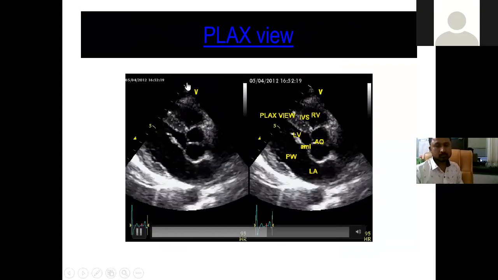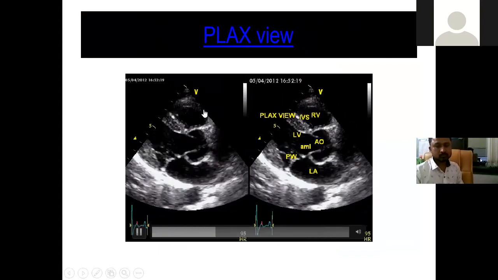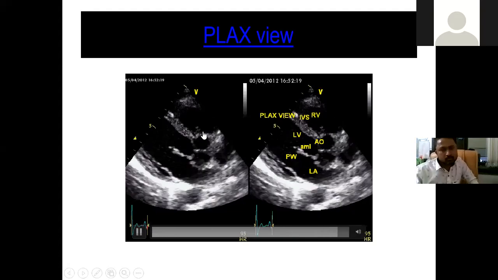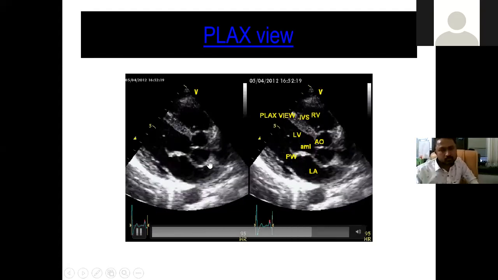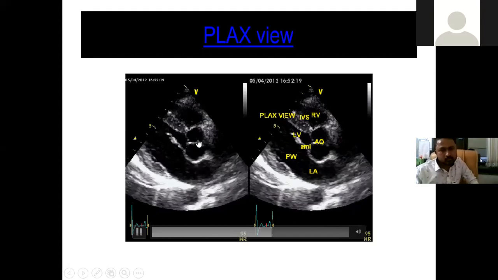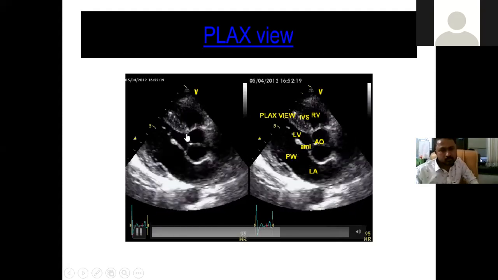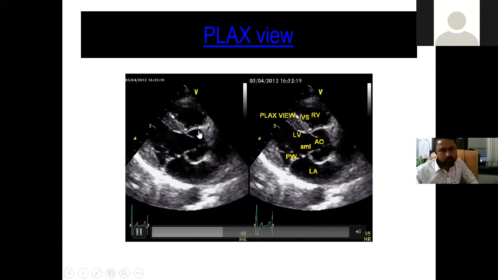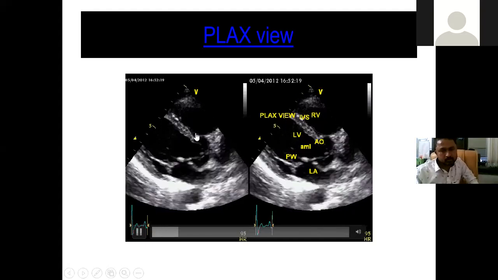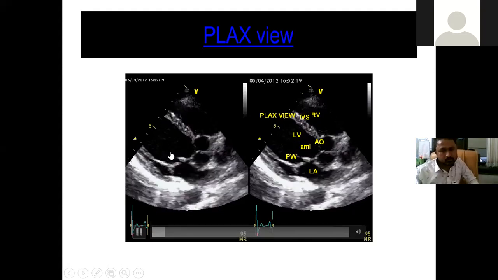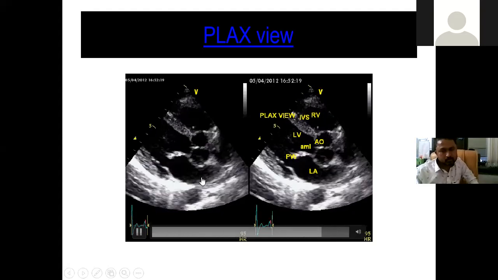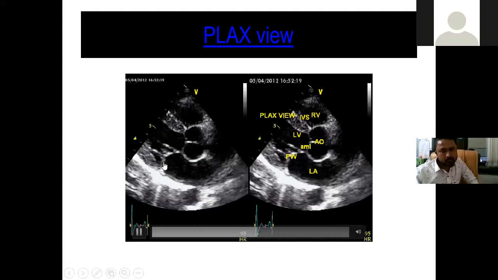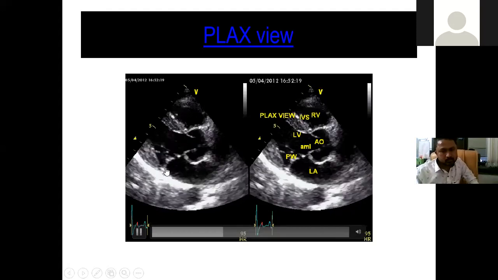This is the point of contact of the transducer. First structure is the RV free wall, then RV, then anterior aortic root, posterior aortic root, right coronary cusp, non-coronary cusp. This is the anterior interventricular septum or anterior septum, which is in continuation with the anterior aortic root. Posterior aortic root is in continuation with the AML. This whole part is LA. LA posterior wall or free wall is in continuation with the LV posterior wall and the posterior mitral leaflet.